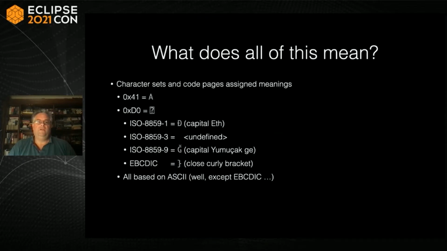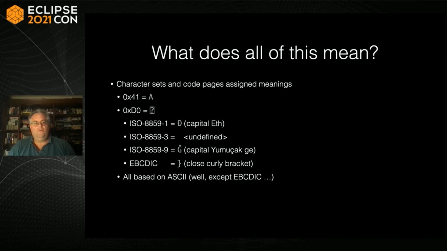Well, what you have to do when you have a character set is decide what number corresponds with what letter. So we can define hex value 41 to be A. But then what does D0 mean? Well, it can either be a capital Eth if you're in ISO 8859-1. It's undefined if you're in -3. And then in 8859-9, it's a capital G with breve, which is a Turkish soft G sound. And then finally, there's EBCDIC, which doesn't agree with anything, which says that this is a closed curly brace.